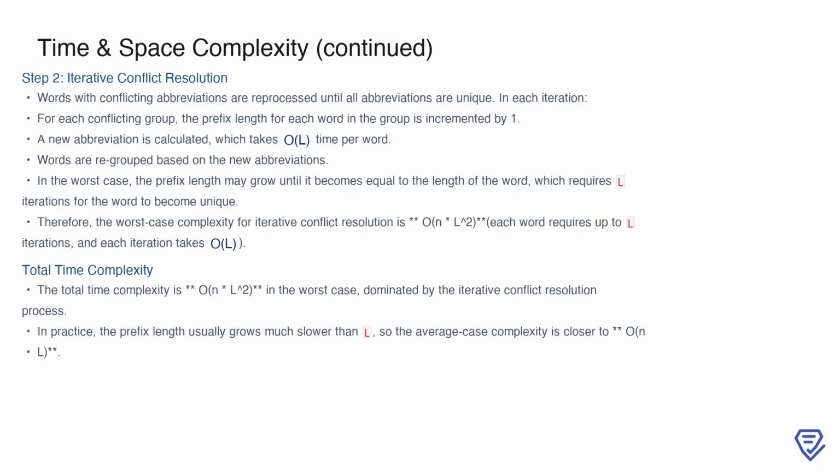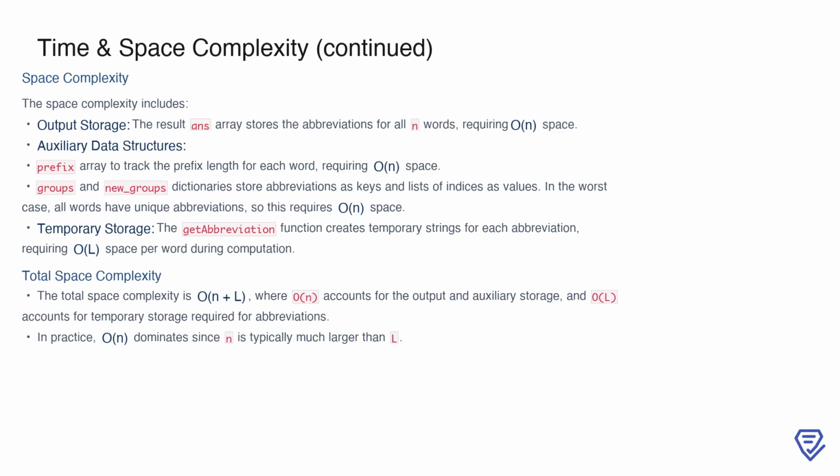Combining this with the O(L) time per iteration, the worst-case complexity for resolving conflicts becomes O(n * L squared). Adding this to the initial grouping step, the total worst-case time complexity of the function is O(n * L squared). However, in practical scenarios, prefix lengths grow more gradually, making the average case closer to O(n * L). The space complexity of the solution involves several components.